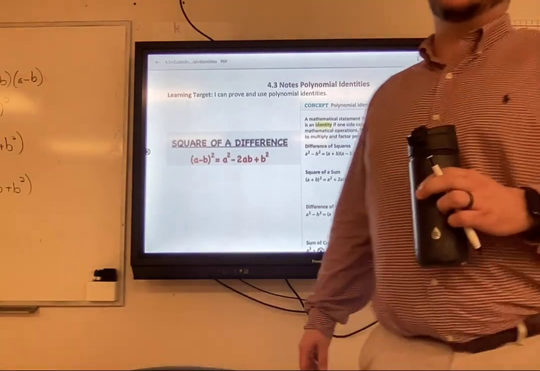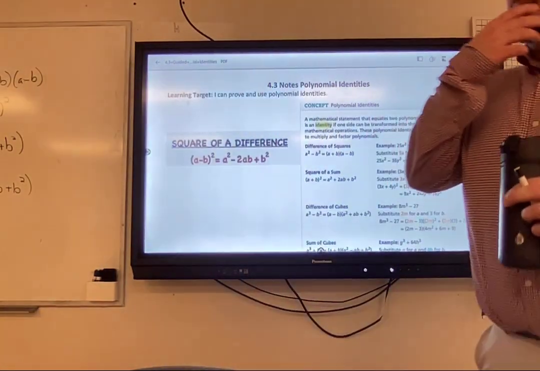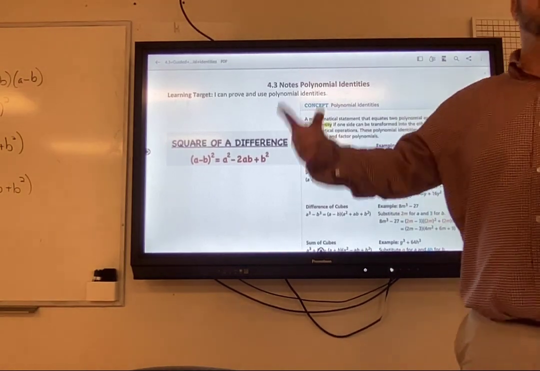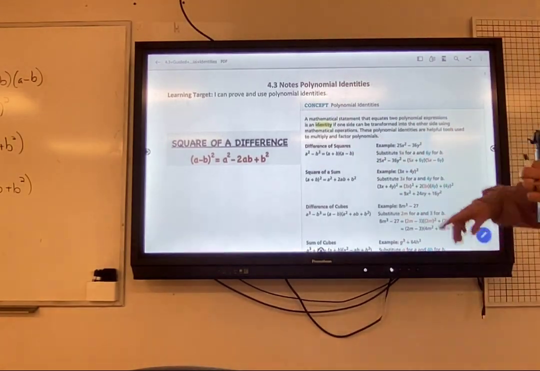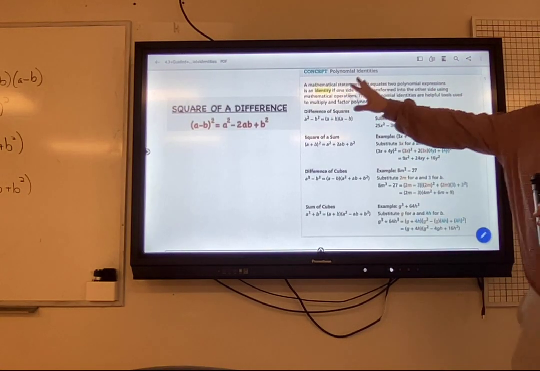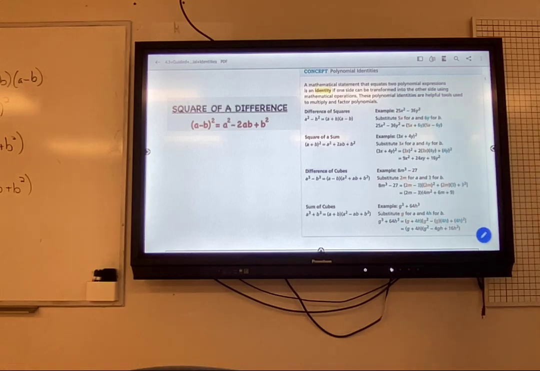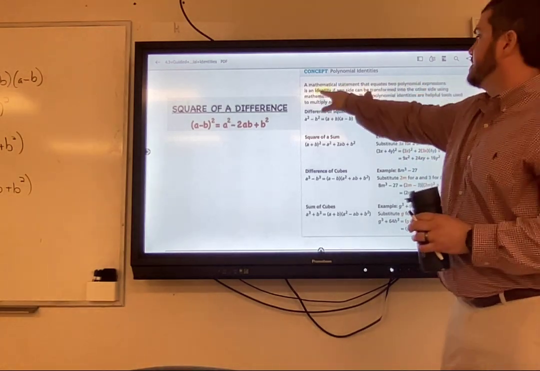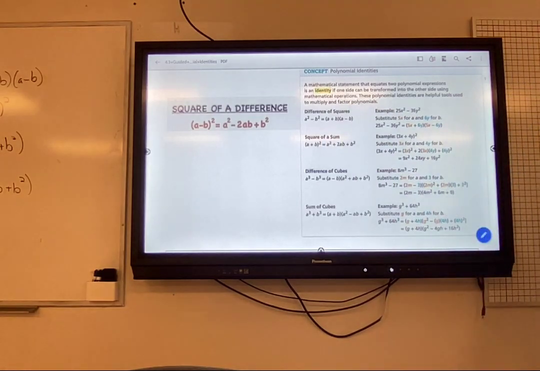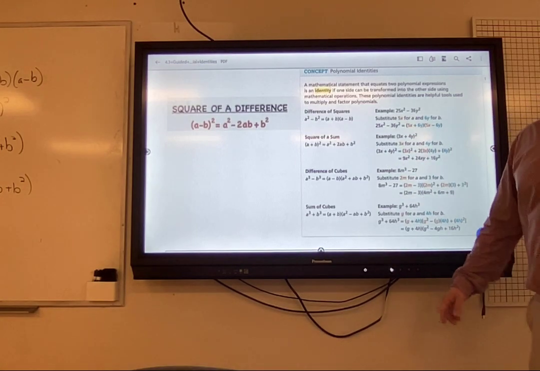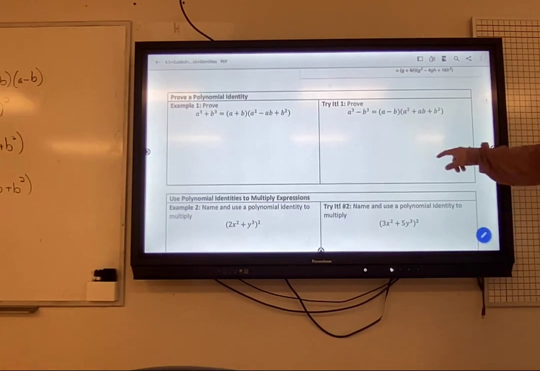Guys, just think of an identity as a shortcut. In math, it's basically like a formula that you can use to speed up a normal process. Look, I've got examples of the 4 up here. We don't have to read through this, all right? This definition says a mathematical statement that equates 2 polynomial expressions is an identity. For short, an identity is kind of like a shortcut. But we've got 4 of them that we're going to use in this section that's in our standards.